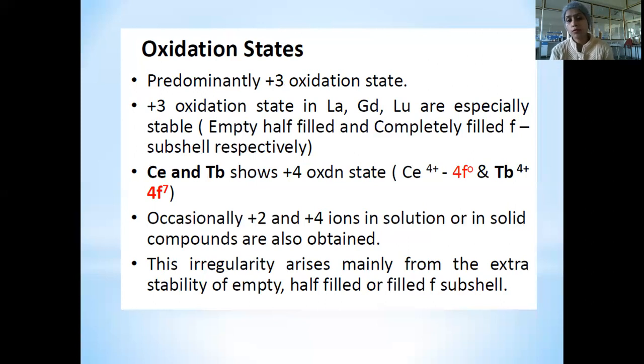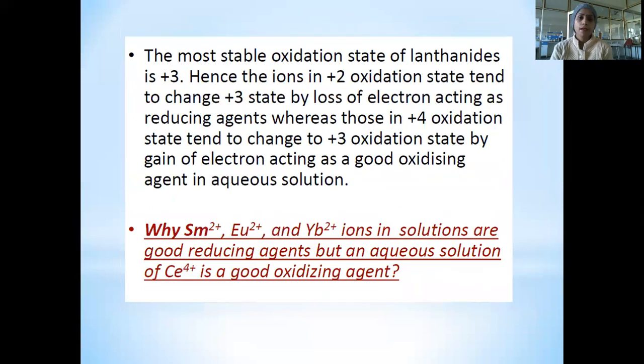So why does this happen, +2 and +4? Because of this reason only. Whenever these states occur, it is because the resulting cation has either an empty, half filled or fully filled f subshell. Now the most stable oxidation state of lanthanides is actually +3 only. That is why the ions in the +2 oxidation state tend to change to the +3 state by loss of an electron. Because they lose electrons, they are themselves getting oxidized. That is why they act as reducing agents.